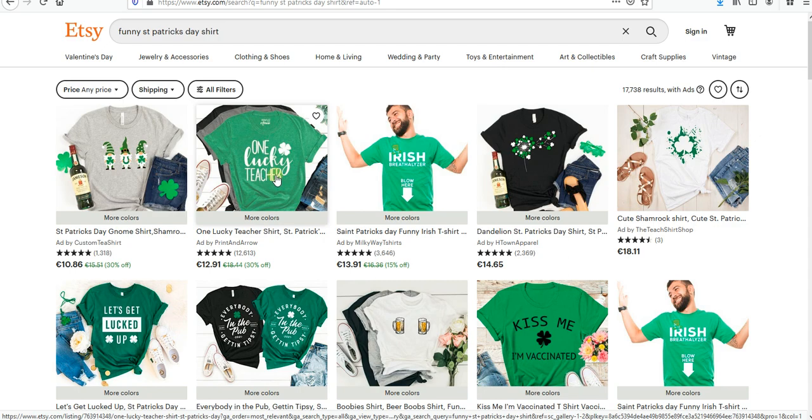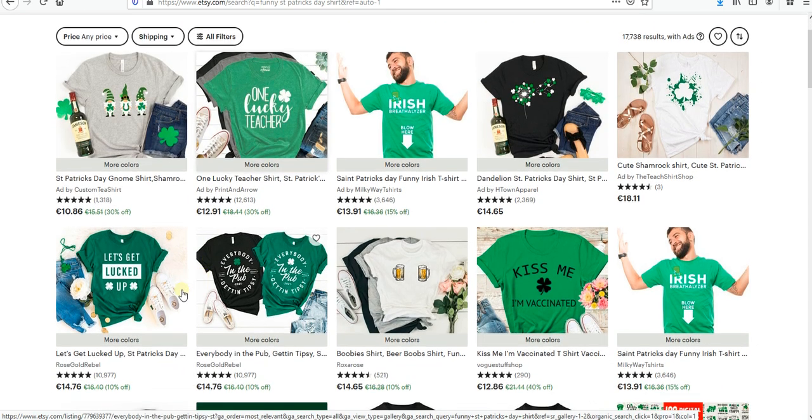So now I'm speaking about the idea. About the design, I know that the design itself is very good. So I can do "One Lucky Teacher," but in this form: one lucky, and here teacher. So I can combine two ideas together and make my original idea, and I know exactly that these two designs are selling very well.